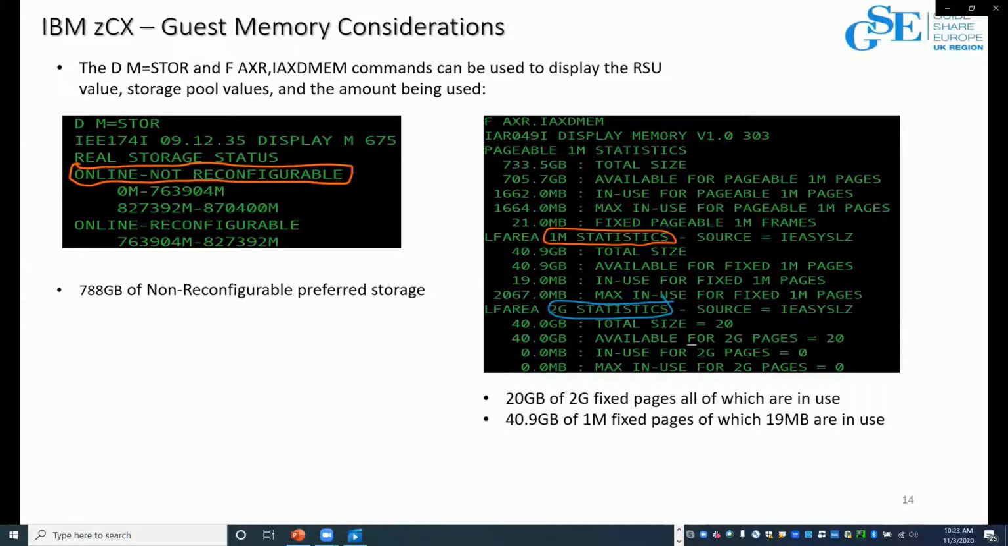In the orange, it's showing how much 1 meg fixed storage is in use. So that's going to tell you what the available value is from the LFAREA, and then also how much is used. And then for 2 gig storage, which we can only use if you're using a 2 gig frame size with that APAR that's coming in September, this tells you what the LFAREA definition is for 2 gig and also how much is in use.